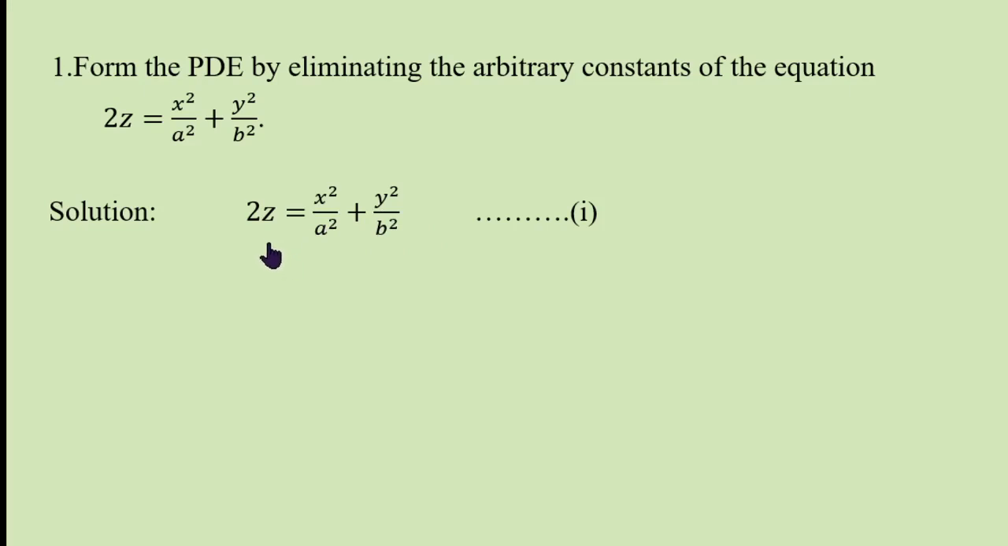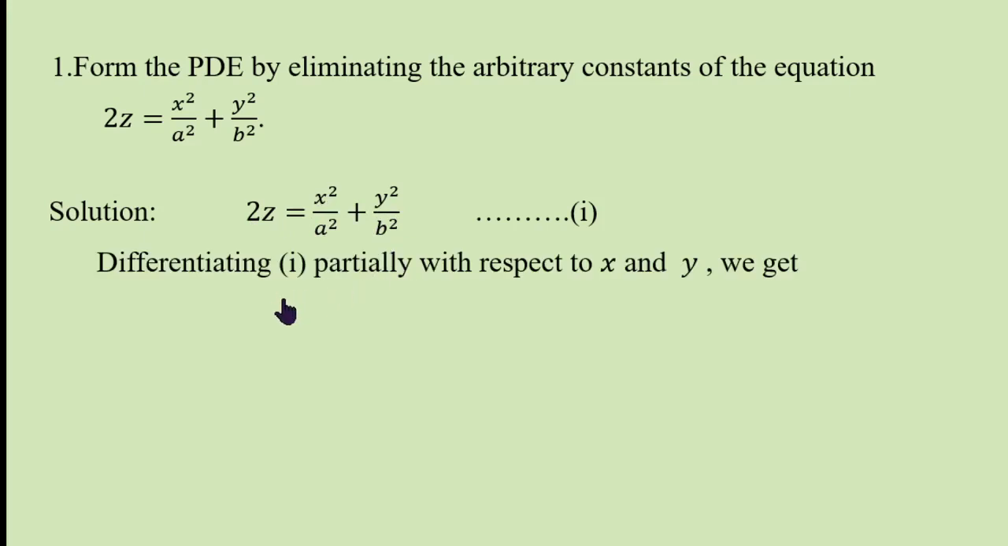When you differentiate partially with respect to x, 2 into dou z by dou x, that is p. X square derivative is 2x by a square. And when you differentiate partially with respect to x, y is a constant, therefore it is 0. And hence, we get 2p equal to 2x by a square. And similarly, 2q equal to 2y by b square.